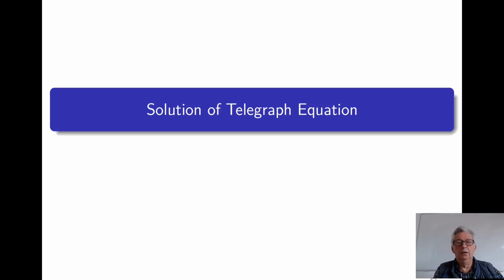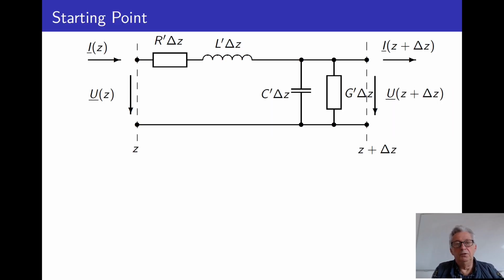So good morning together. Today I want to talk about the solution of the telegraph equation. Our starting point is the equivalent circuit of a transmission line section. This section is given between the coordinate z and z plus delta z.